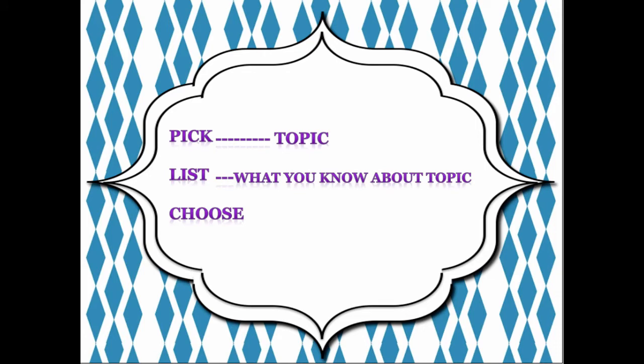Remember, pick means what? What are you going to pick? Yeah, you're going to pick the topic. And then what are you going to list about that topic? You're going to list what you know about that topic. And then you're going to choose something. What are you going to choose? You're going to choose some main idea groups from this list that you made. And then your planning is going to be pretty much done and organized, and you're going to be ready to rock and roll with your paper.